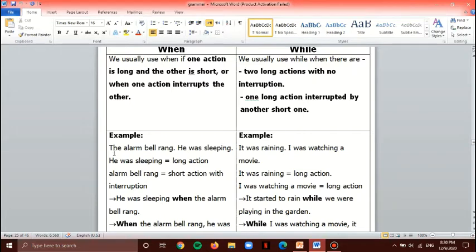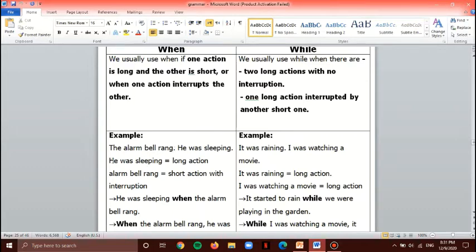For example, here, the alarm bell rang, he was sleeping. Now those are two actions. Now where is the long action here? It's he was sleeping, right? This is a long action, it takes time. Now where's the short action here? It's the alarm bell rang. This is the short action, it doesn't take time to happen at all.